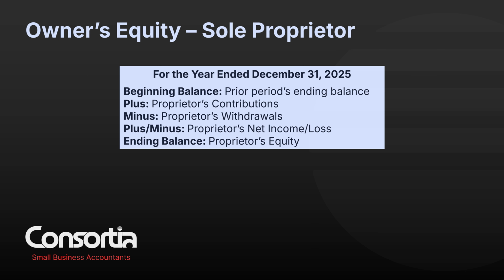Owner's equity, sole proprietorship. So again, if you were a sole proprietorship, this is how you would calculate your owner's equity. You would begin with the prior period's ending balance, plus any proprietor's contributions, minus any proprietor's withdrawals, plus the proprietor's net income, or minus the proprietor's loss. And thus you come to your ending balance, which is your proprietor's equity.